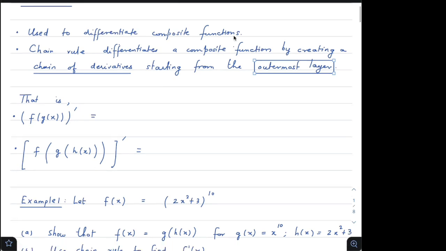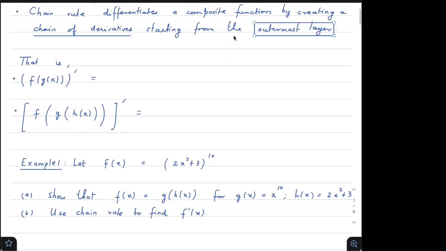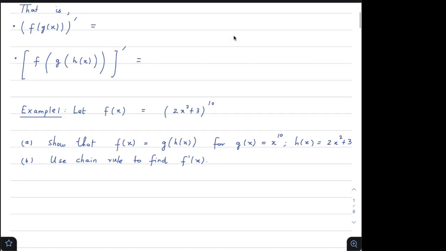Well, it means that if you are given a composite function f of g of x and you want to differentiate it, then the derivative is given by f prime of g of x times g prime of x. So, the derivative of the outermost layer, leaving the inner layer intact, times the derivative of the inner layer.